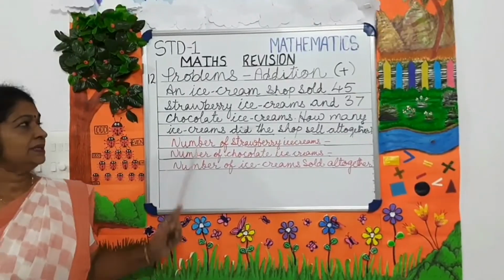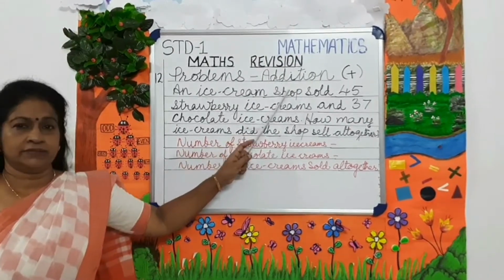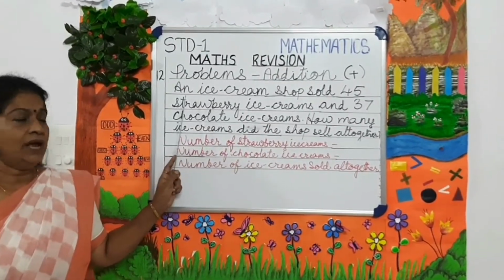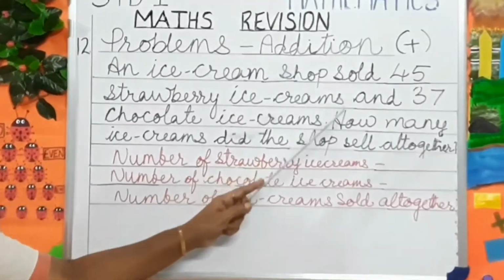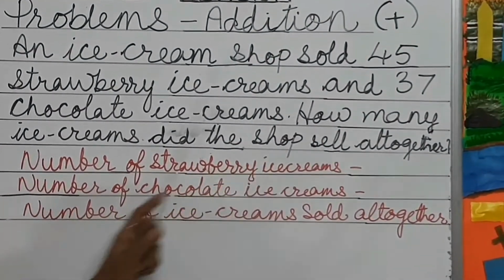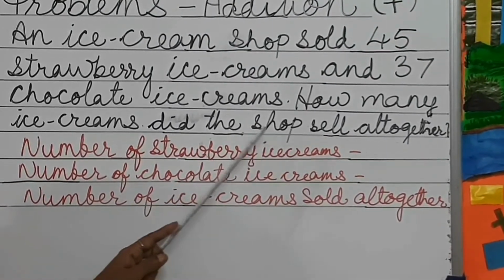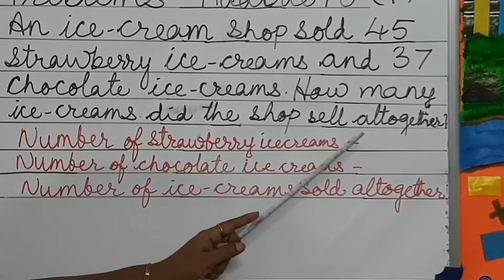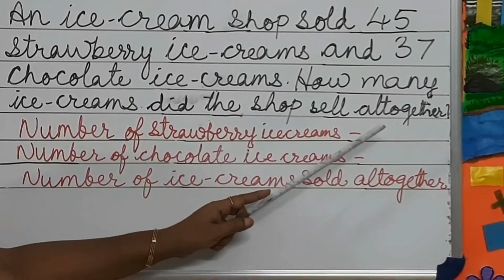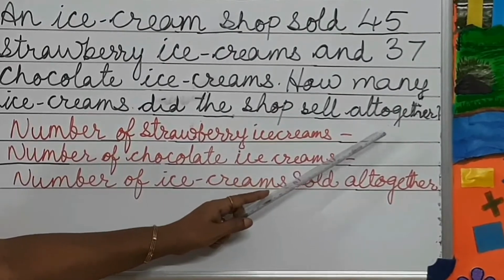Okay. Next question. Problems based on addition. Here is the question. An ice cream shop sold 45 strawberry ice creams and 37 chocolate ice creams. How many ice creams did the shop sell altogether? Here children, the key word is altogether. That means you have to do the addition.